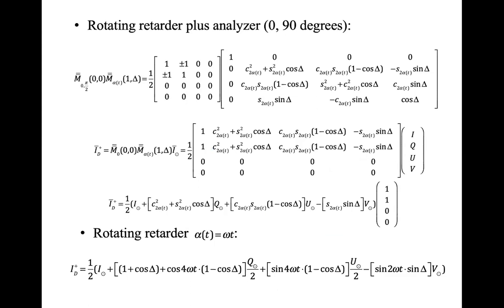So you take all the Mueller matrices for a rotating retarder. It takes some algebra, but you eventually get to this equation. That's what a rotating retarder with a linear polarizer will generate at the end in the detector. So you modulate Q, you modulate U, and you modulate the Stokes V.